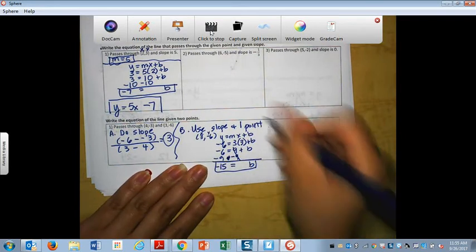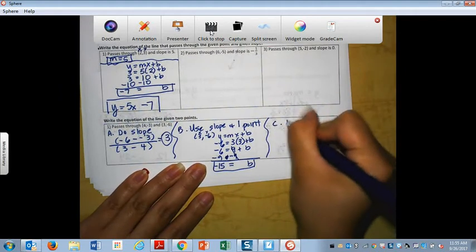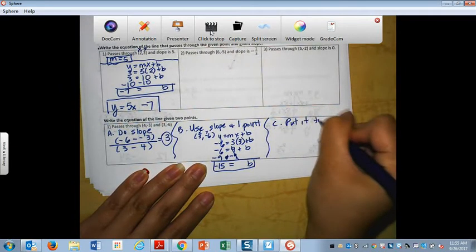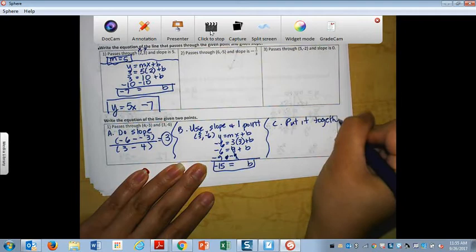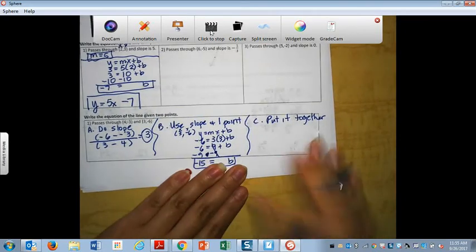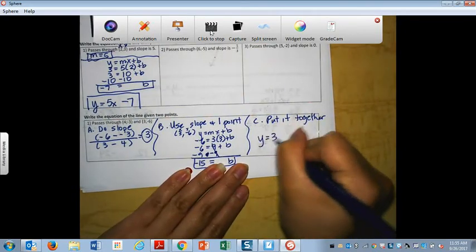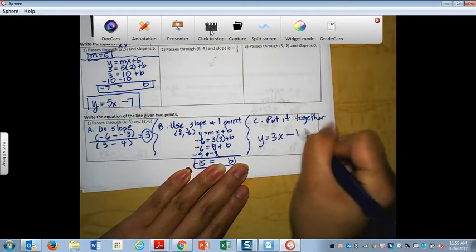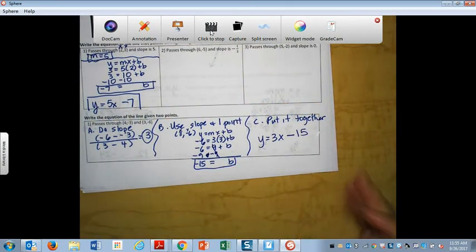So step C, put it together, and I'm going to get y equals 3x minus 15. Okay? All right, let's do a couple more.